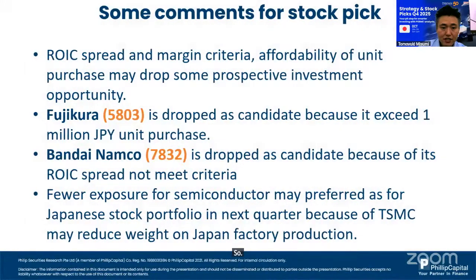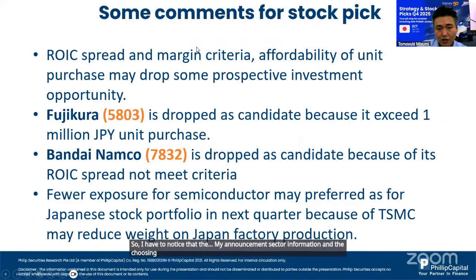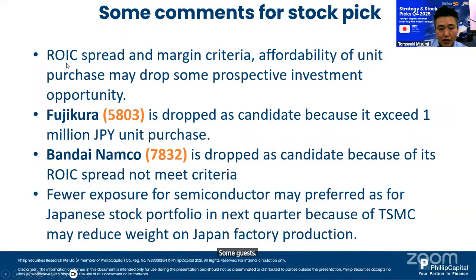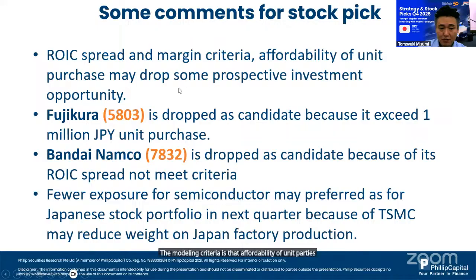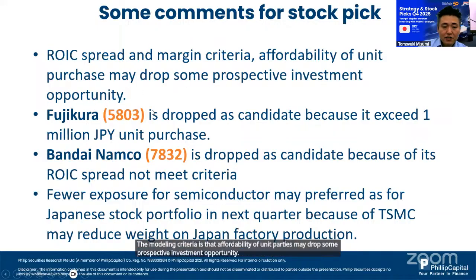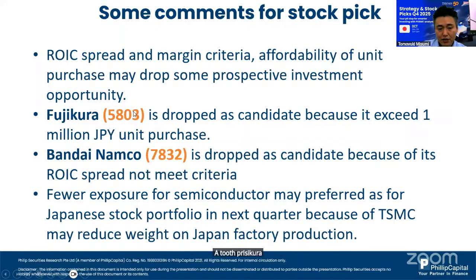I have to note that my announced sector explanation and stock choices have some gaps. I said something prospective about some industries, but it's not fully reflected in a stock pick because of the ROIC spread. The margin criteria and affordability of unit purchase may drop some prospective investment opportunities. I chose Fujikura last quarter, but it's dropped because its purchasing unit exceeds 1 million JPY. Namco is also dropped as a candidate because the spread did not meet criteria.